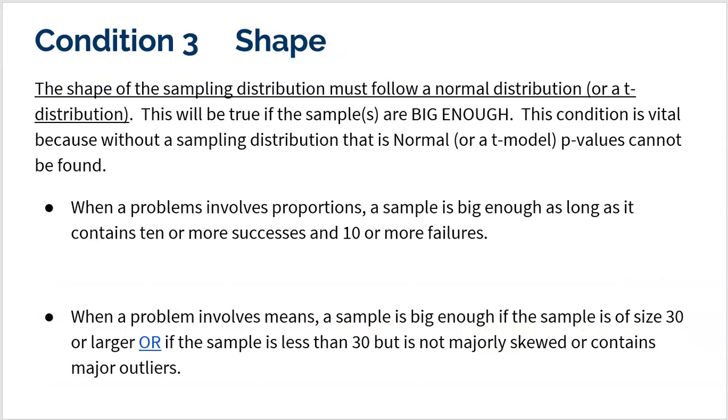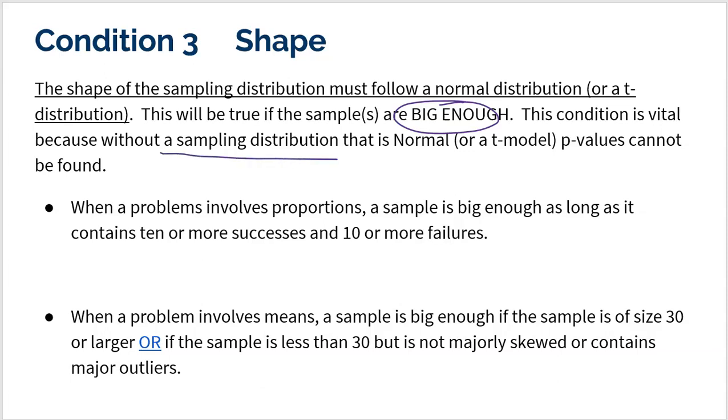All right, and the third condition is always important, and that is the shape. We want that shape to be normal, or when you're working with means, we need to use a t-distribution, which is pretty close to normal. Now, this condition will only be true if you're big enough. So the generic third condition is called big enough. Some people call it the large counts condition. We simply need our sample to be big enough. Now, how do we know our sample is big enough? Well, we'll get there in 1 second, but why? Why do we need our sample to be big enough?